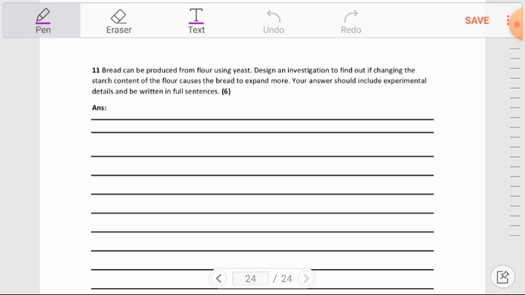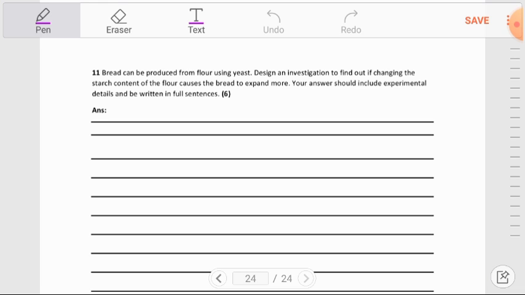And obviously, as it is an investigation, we should repeat the experiment 3 times for each starch content and then calculate an average. Calculating an average is always a marking point for this type of investigation question, because when we calculate an average, it actually makes our investigation more reliable and makes the results more valid. So that's why we should always include the point that repeat the experiment and calculate an average for each starch content or anything that you are going for in the investigation. So that's always a marking point. Let's write the answer down.